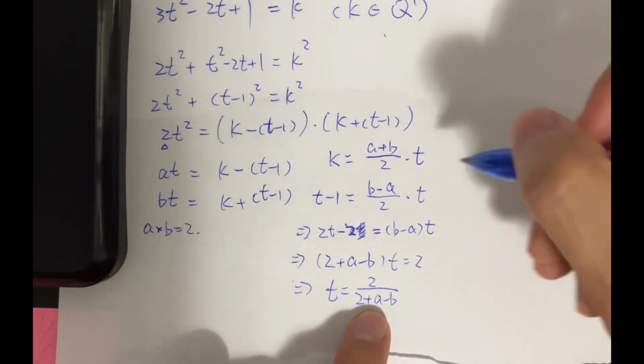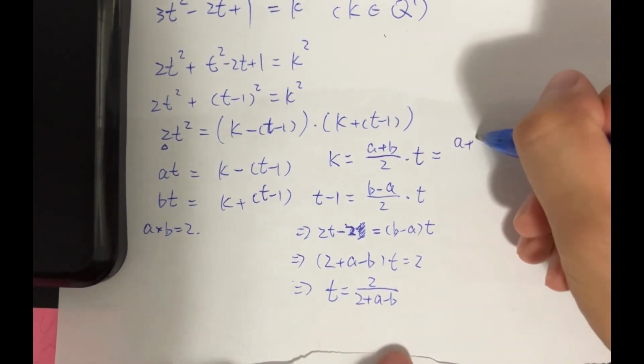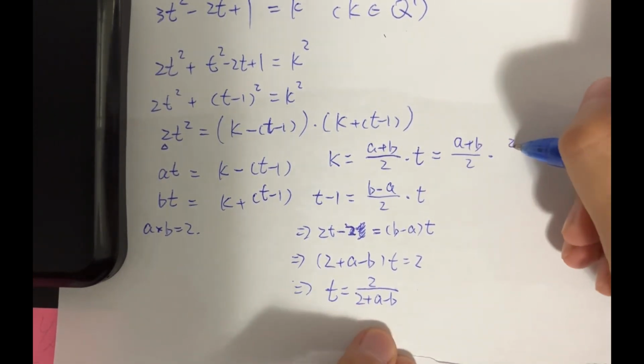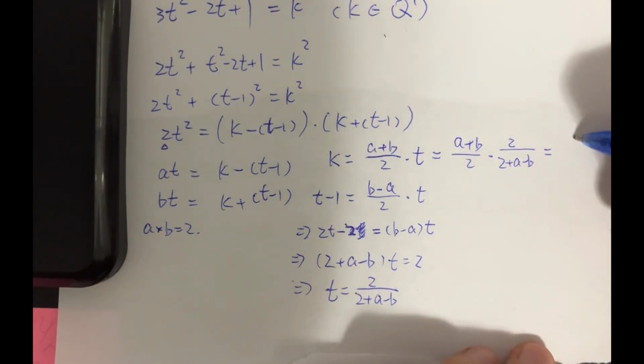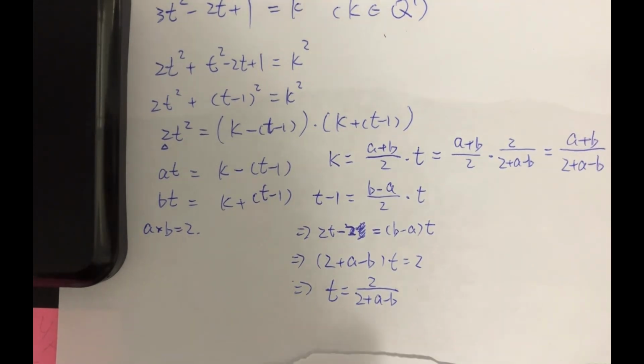Once we've got this, we can plug it in again, and this goes to 2 over 2 plus a minus b. This is a plus b and 2 plus a minus b. That is it, right? And let's make some assumption as well.